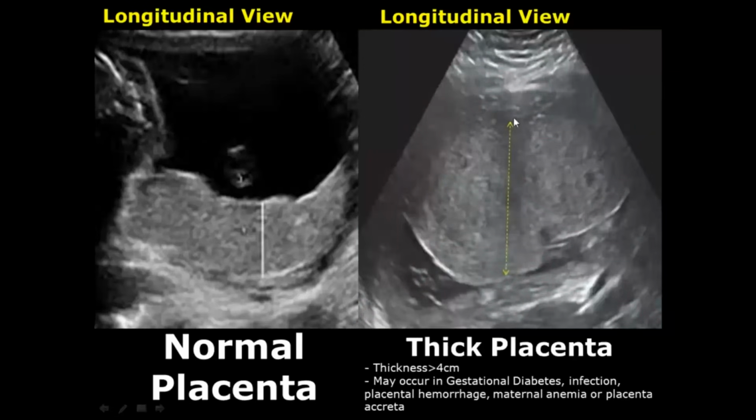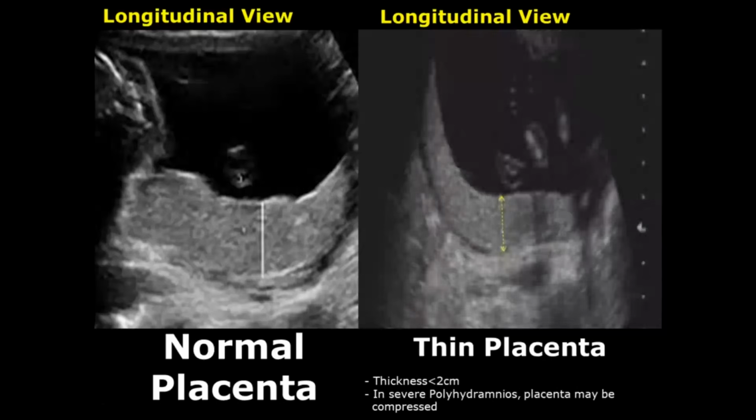A thick placenta will have a thickness of more than 4 centimeters and it can occur in many conditions such as gestational diabetes, infections, placental hemorrhages, maternal anemia, or placenta accreta. In the setting of severe polyhydramnios, the placenta can be compressed and have a thickness falling below 2 centimeters. Then it will be a thin placenta. A thin placenta can also occur with diabetes, and hypertension.